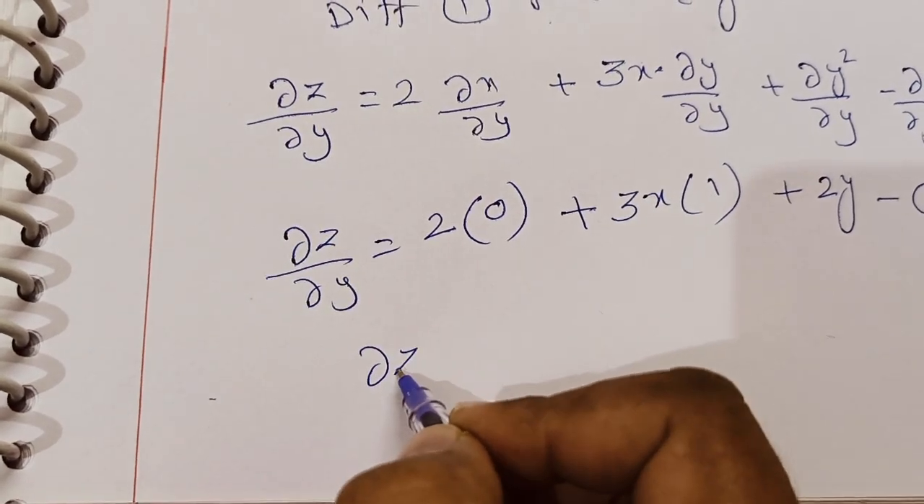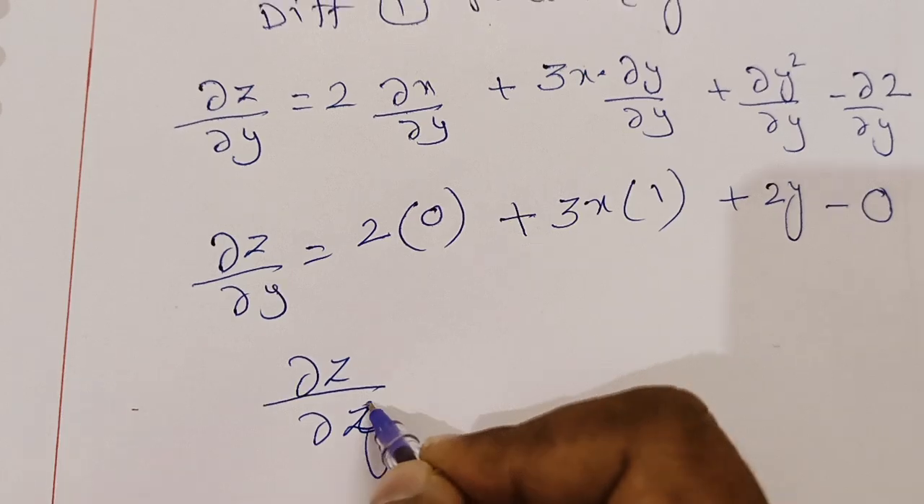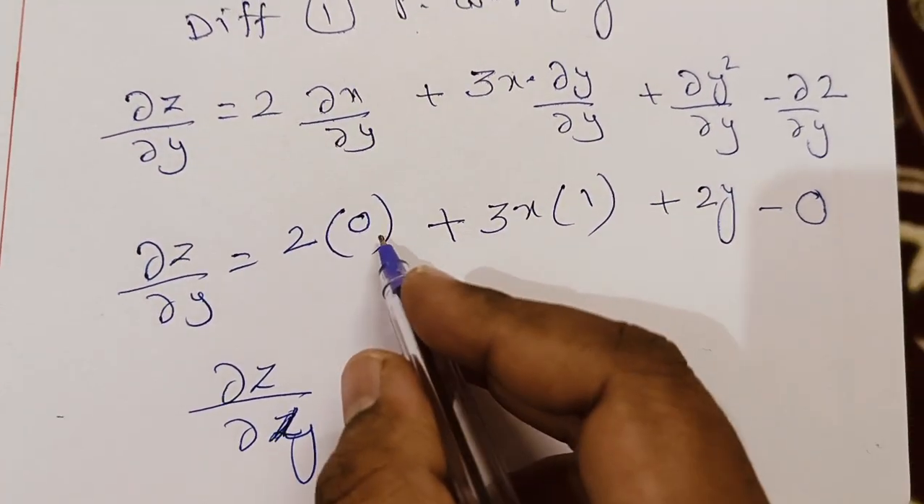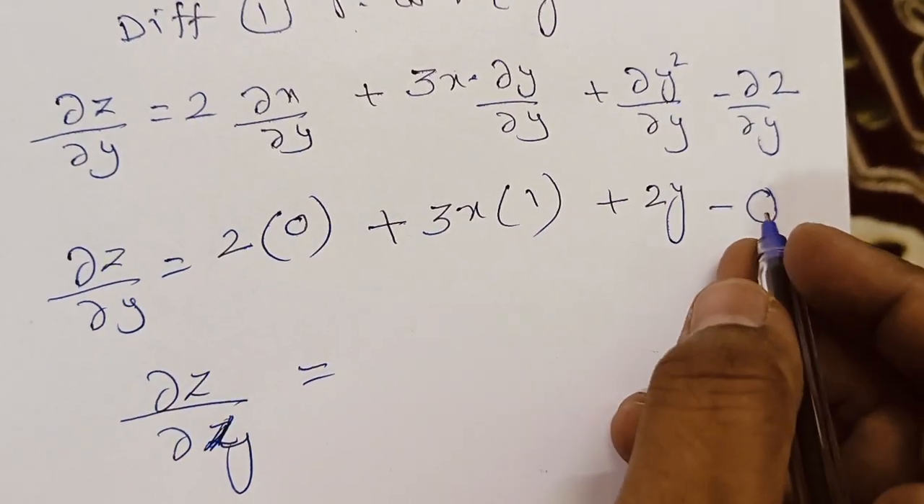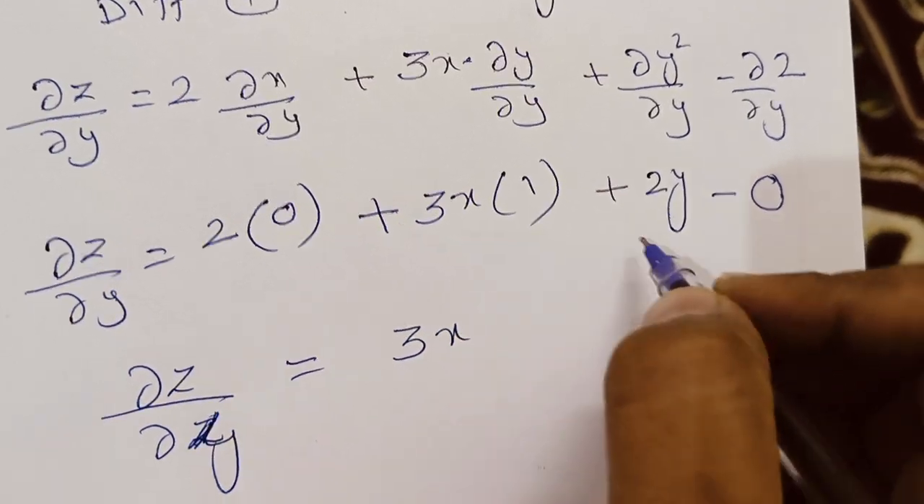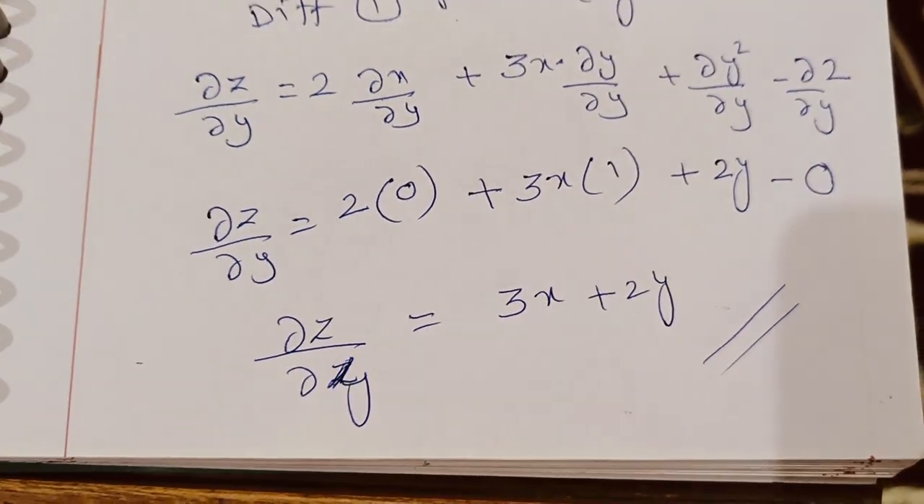So our partial derivative dou z by dou y is, this term is 0, this term is 0. So here we get 3x ones are 3x, and this is 2y. This is the required answer.